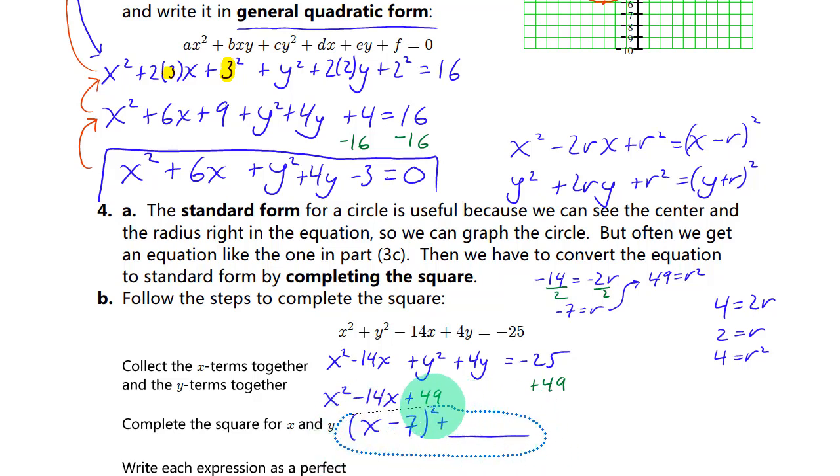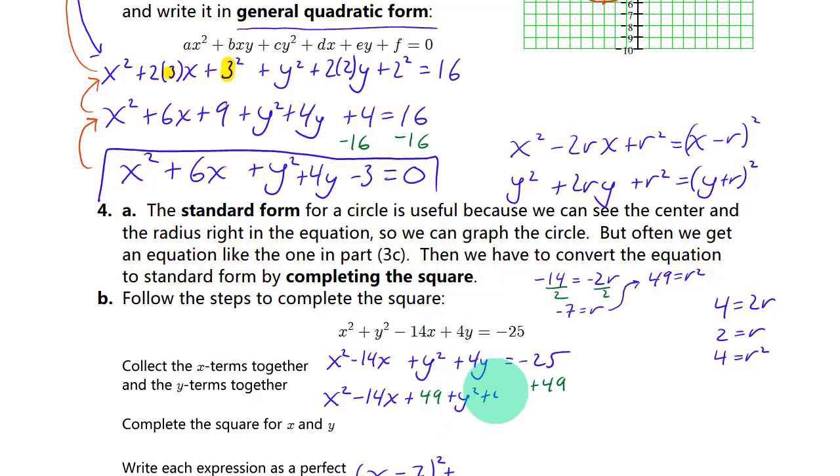So I'm going to make a little room, and I'm going to take the plus y squared plus 4y and add 4 to that. But we also got to add 4 to the other side over here. So I added 49 and 4 to the left, so we got to add 49 and 4 to the right as well. So that's going to be, let's see, negative 25 plus 49 plus 4 is 28.